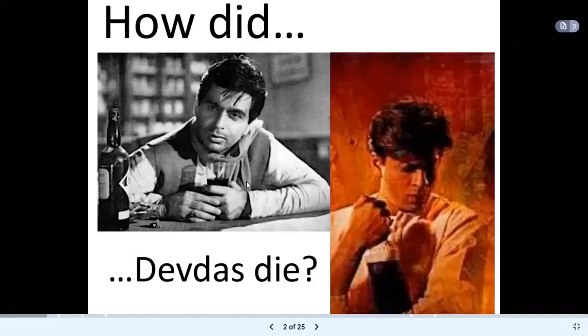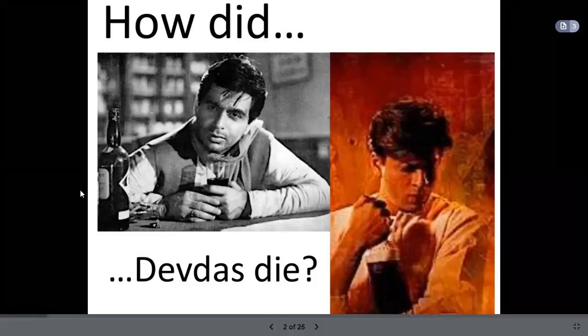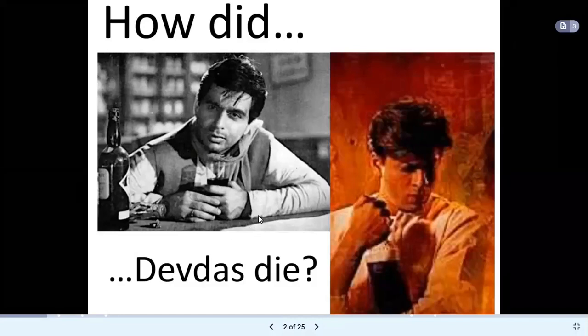Most of you should have seen the movie Devdas, right? How did he die? In that movie, you should have seen he vomited blood. That is nothing but portal hypertension, which usually occurs due to intake of excess alcohol, where the liver gets damaged and the blood pressure rises, and it may lead to portal hypertension.